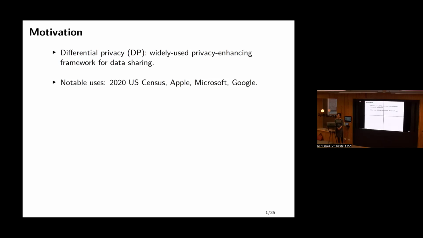The context of this talk is differential privacy, and this is a widely used privacy-enhancing framework. Notable examples of the use of differential privacy: in recent years it has become more and more widespread. Probably the most notable example is the US Census, which since 2020 has used it in releasing census data. And even companies like Apple, Microsoft, and Google use variations of differential privacy.